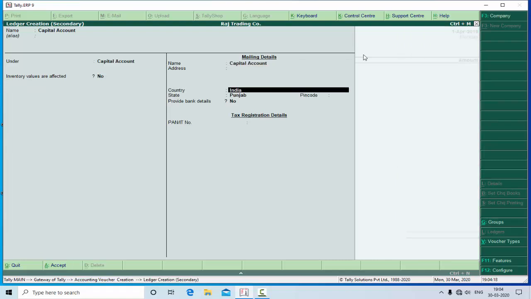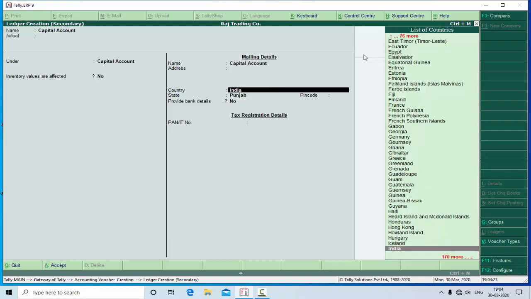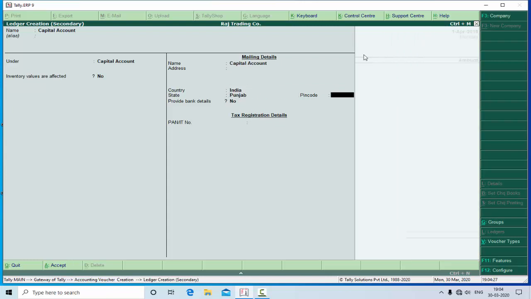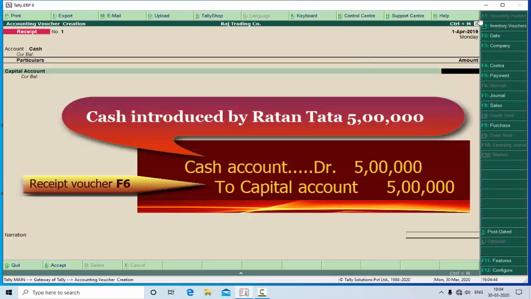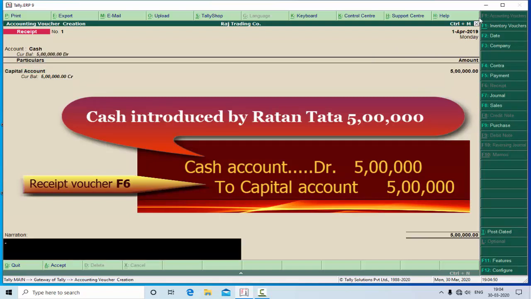So after that you can enter the further information here: the name of the businessman, the address of the businessman, country, state, pin code, and bank detail. If you want to enter the personal bank detail of the businessman, you can enter it here, or you can enter the PAN number of the businessman to add more detail in this ledger. Then enter the amount, rupees 5 lakh introduced by the businessman in the business, and then you can enter the narration, what has happened in this transaction.